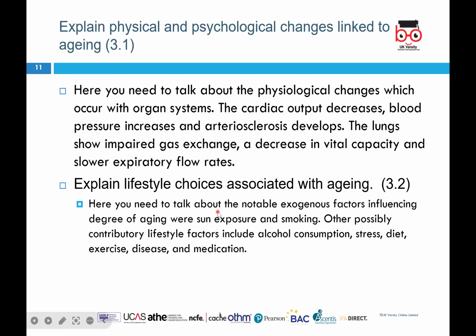You would explain lifestyle choices that are associated with aging. Here you would need to talk about the notable exogenous factors that impact the degree of aging. You have sun exposure, for instance, that will have a negative impact on aging, and smoking. Other possibly contributory negative factors can be alcohol consumption, stress, diet, exercise, disease, and medication. So you need to explain your lifestyle choices. You can explain good lifestyle choices and bad lifestyle choices. This is up to you.